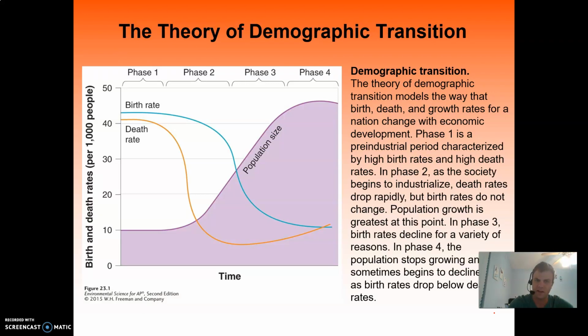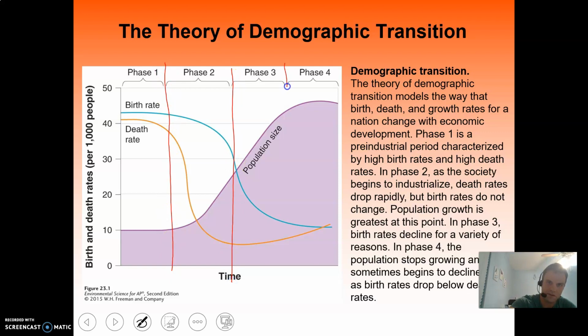Here it is. This is pretty much the theory of demographic transition in a graph. Pretty much you have four phases here, right? Phase 1, phase 2, phase 3, and phase 4. What happens in those is very predictable. So in phase 1, you have high birth and high death rates. This is pre-industrial. And the reason you have high birth rates and high death rates, we're going to get into very quickly. Let me point out, in the y-axis, you've got birth and death rates per 1,000 people, and then you've got time.